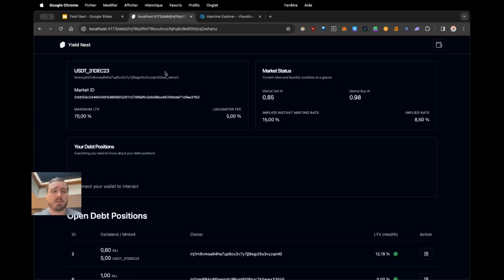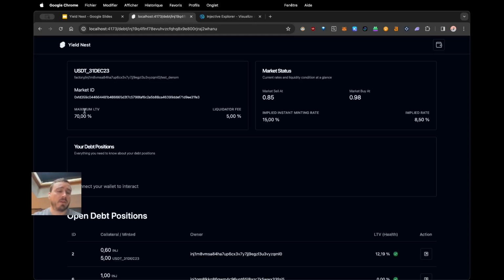This is the USDT 31 December 23 debt market. We've talked about how we can use token metadata to have something that makes sense to users and projects building. This is an example. We've created a denomination that is called testdenom, but we're able to bring on-chain data that makes sense and give it a name that can be easily read and understood by anyone. We show the underlying market ID for the Injective exchange module and some of the information that is relevant to opening and closing a debt position.